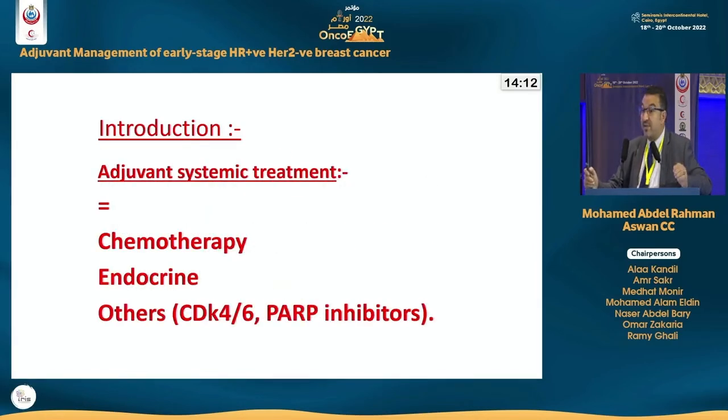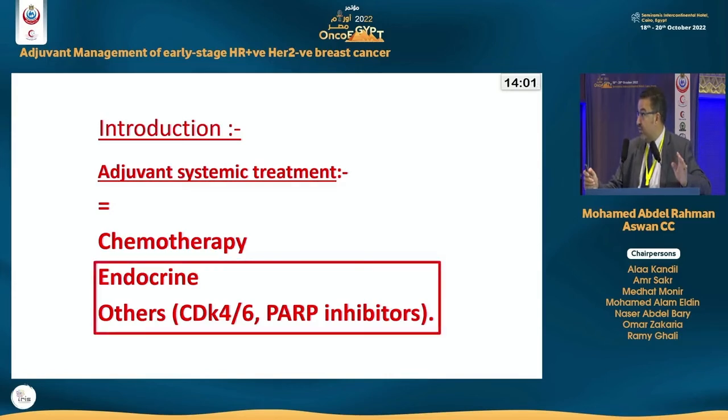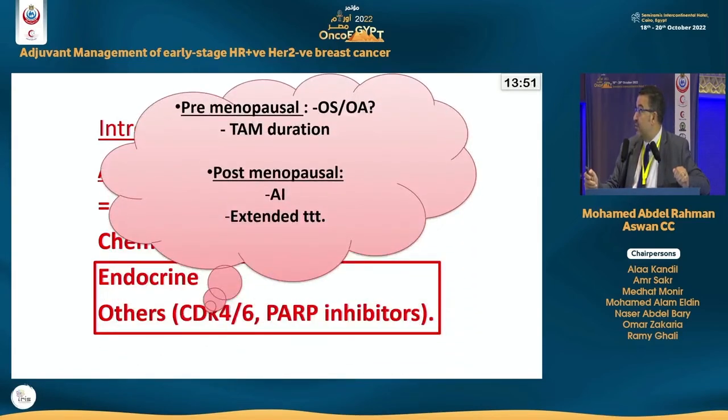So our adjuvant treatment in hormone receptor positive HER2 negative may be chemotherapy, endocrine treatment, or other agents like CDK4/6 inhibitors or PARP inhibitors. Our lecture will concentrate on endocrine and other therapies. Chemotherapy needs a specific lecture: when to give, when not to give, when to use genetics in early tumor stage. So we'll start with endocrine treatments, classified into pre and postmenopausal. In premenopausal, I'd like to ask about the role of ovarian suppression and the proper duration, and for postmenopausal, I'd like to review the data for aromatase inhibitors and the role of extended treatment in postmenopausal patients.